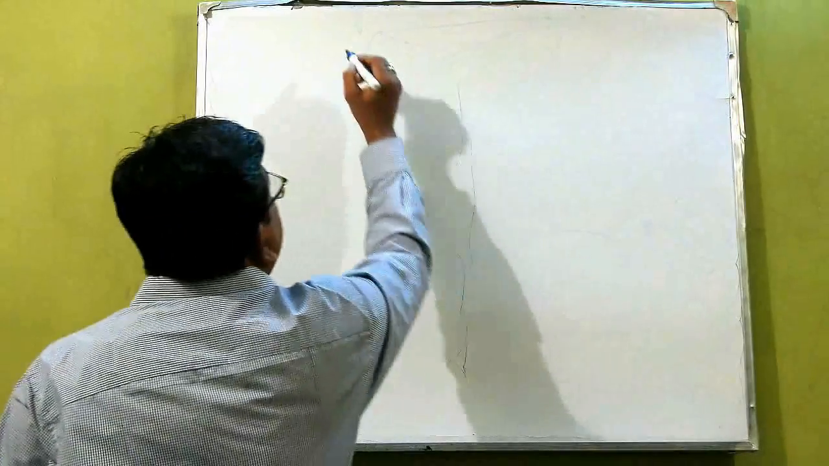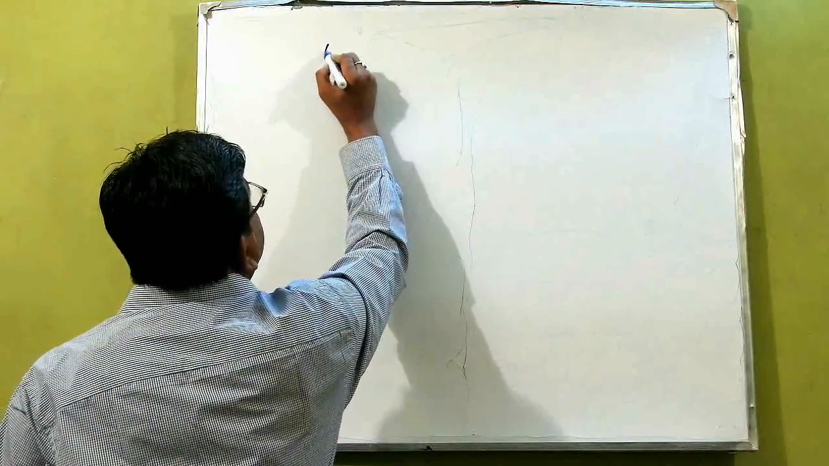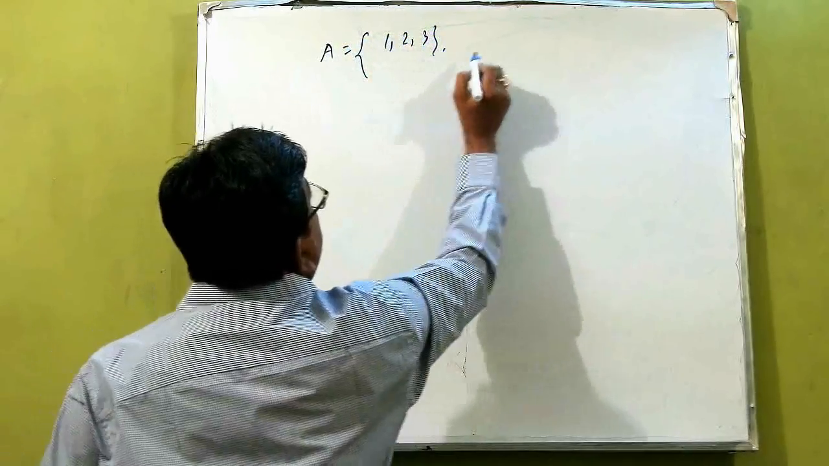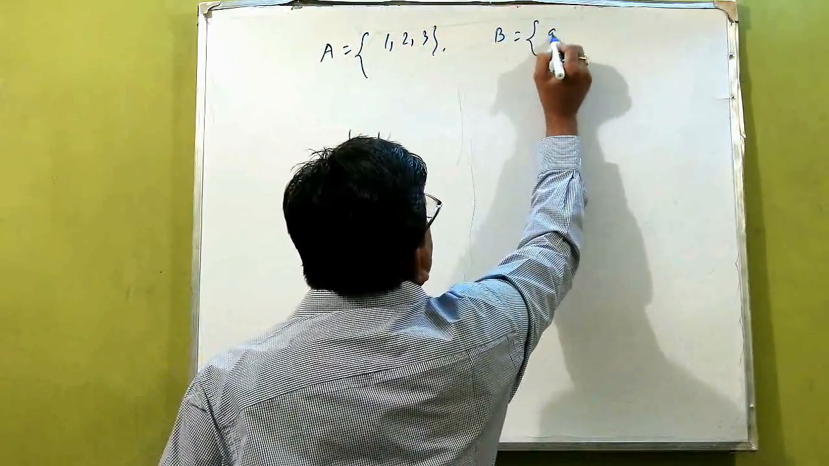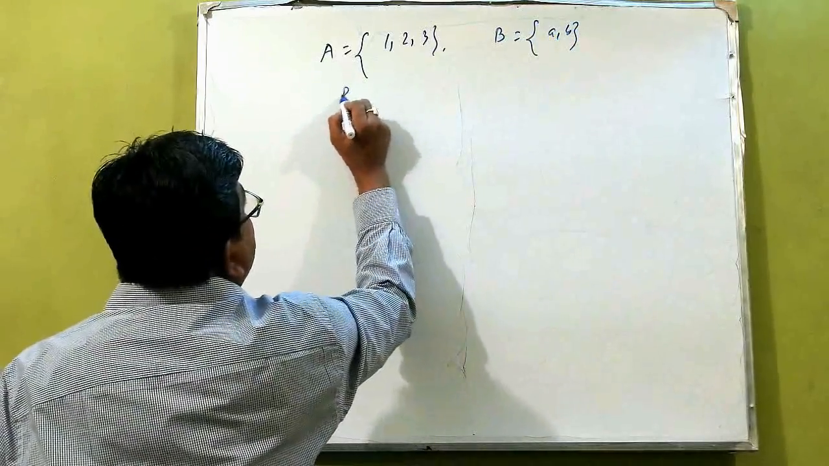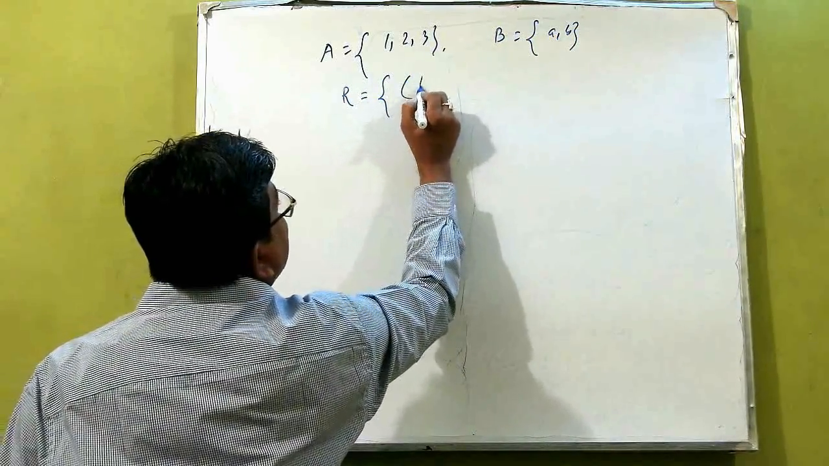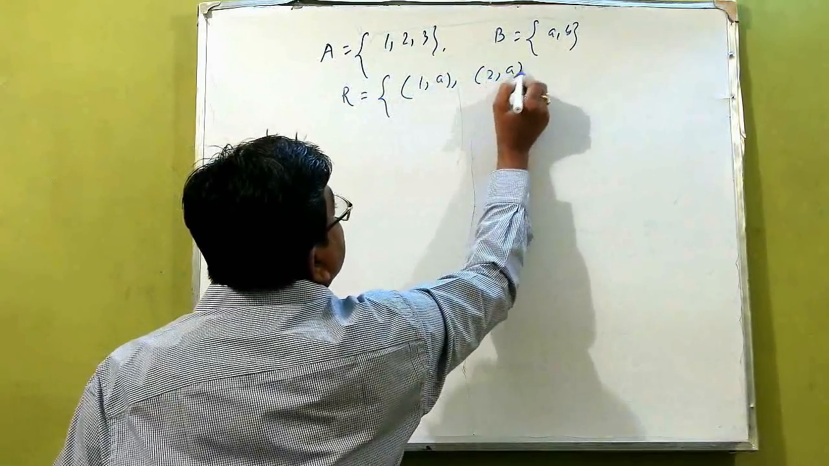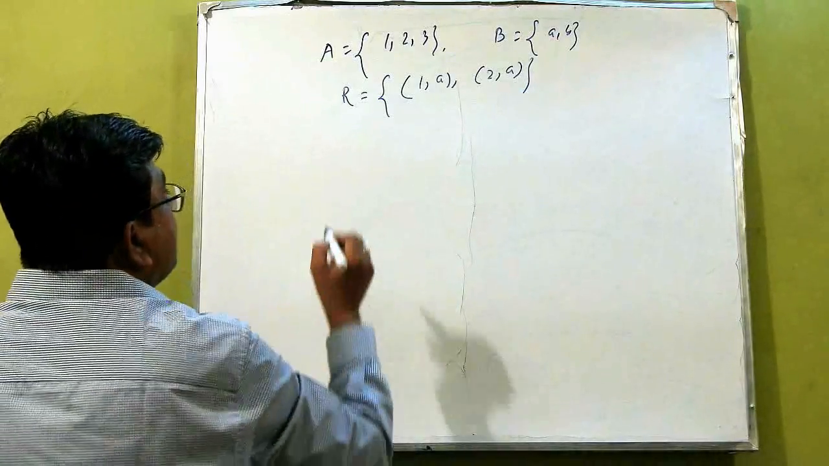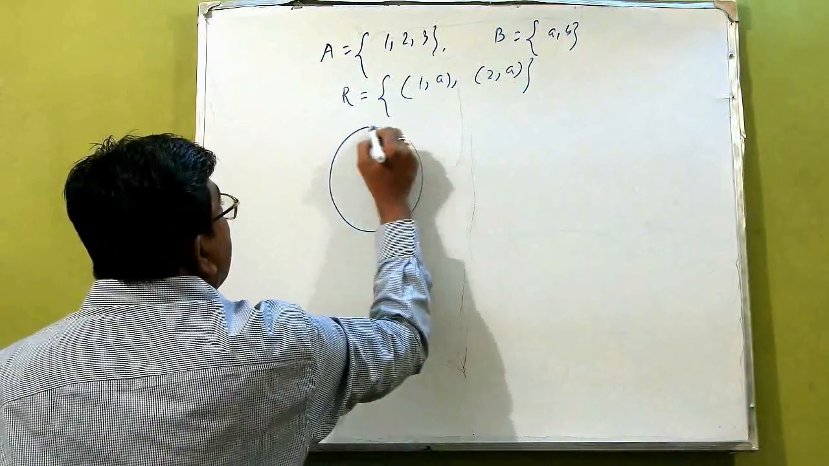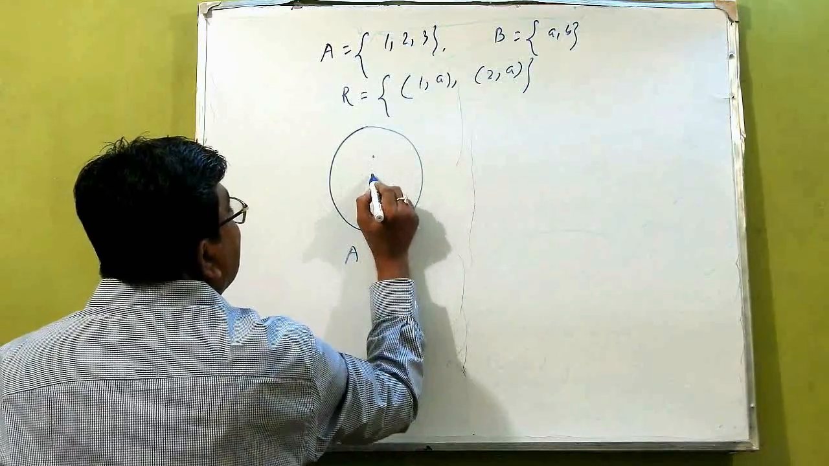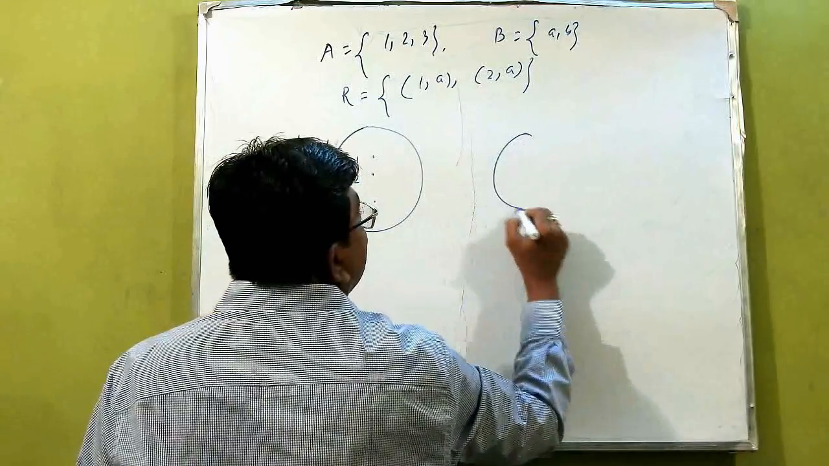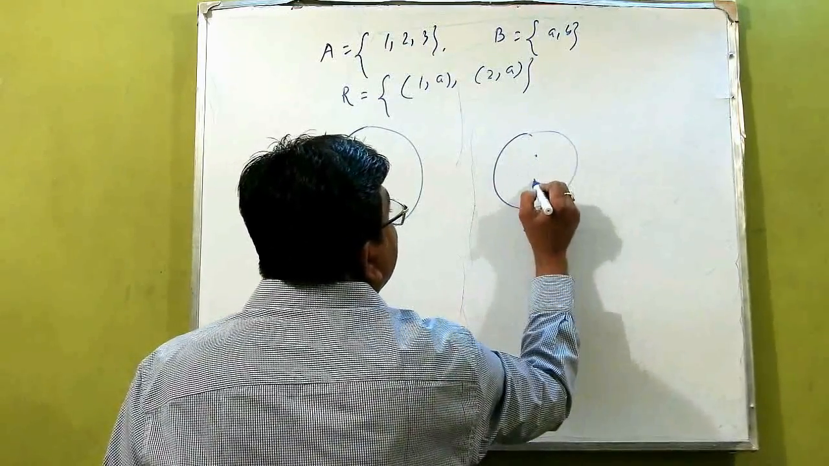Let capital A be a set that contains 1, 2, 3, and capital B be a set that contains a, b. Let us consider R be a relation which contains the elements (1, a) and (2, a). Then if we draw the diagram of the set A, it contains 3 elements 1, 2, 3, and in case of B it contains the elements a and b.